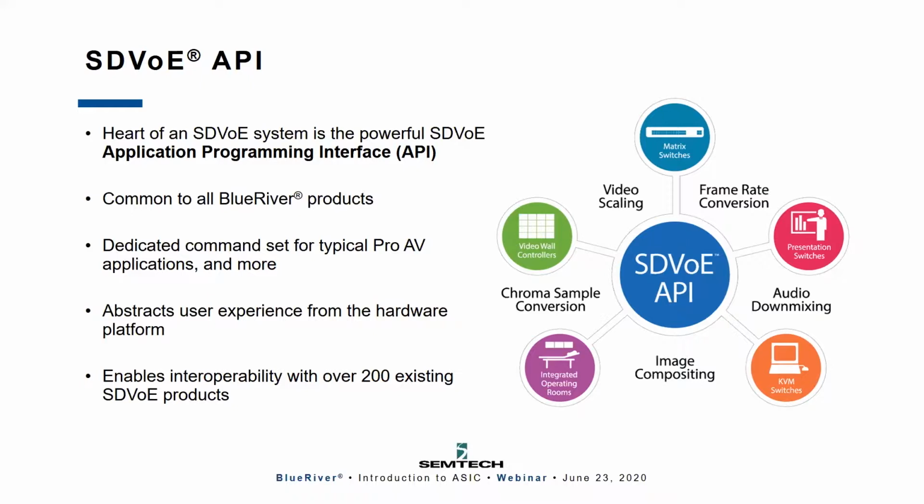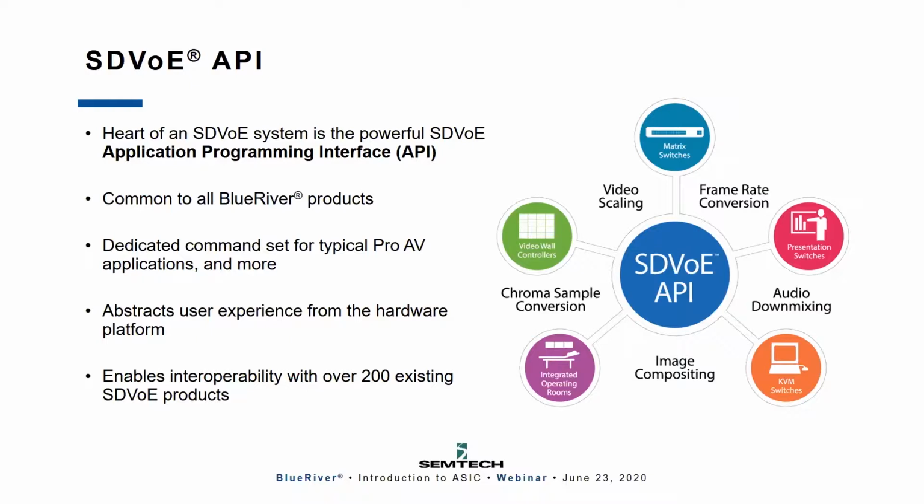So think of this like a smartphone. Your smartphone is a very powerful piece of hardware technology. However, what makes it extremely useful is the apps that you run on that iPhone or Android phone. So think of the application programming interface as a way to access all those different applications with a common set of hardware for Pro AV.